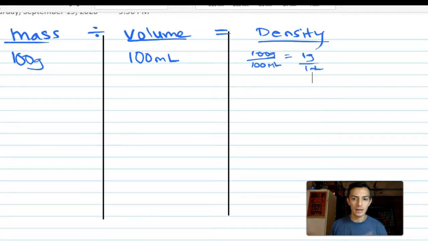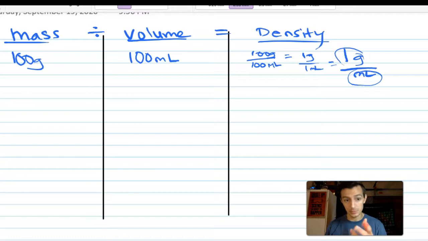Typically, as a scientist, what you're supposed to do is just write 1 gram over milliliters. And the reason we do that is because the 1 here is implied, so we don't bother writing that bottom number with the unit. What that means is that for every gram of a substance you have, you also get 1 milliliter. And vice versa, for every milliliter of this particular substance, you get 1 gram on the scale. Let's try that with another number.